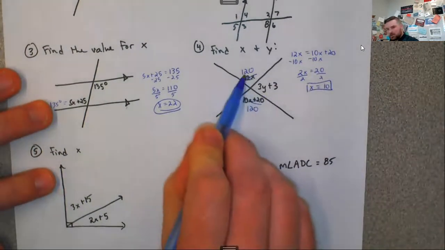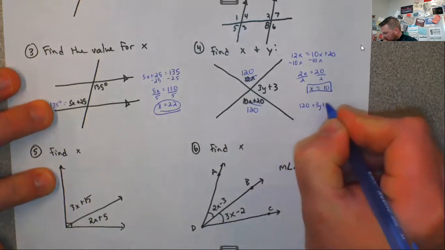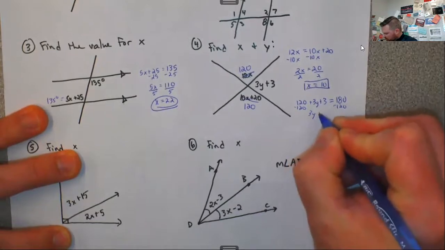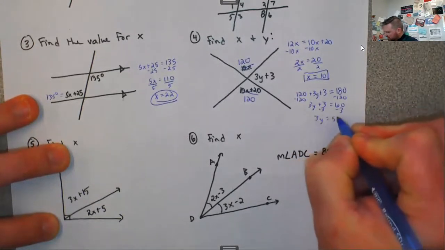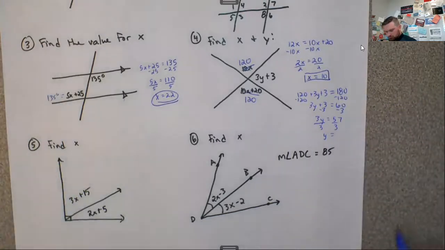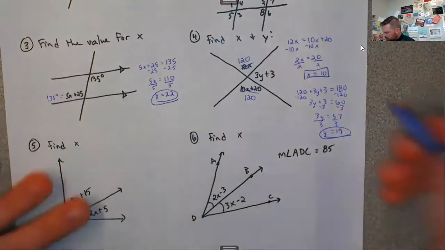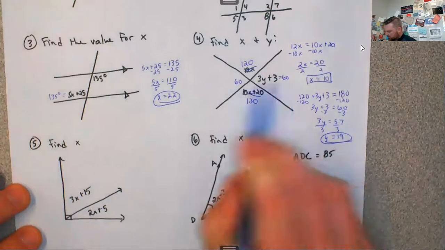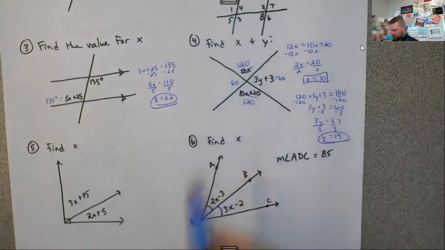Now to find y, I use these two. These two end up on a straight line. So if I add them, 120 plus 3y plus 3, they have to equal 180 degrees. I'm going to subtract 120. 3y plus 3 equals 60. Subtract 3. 3y equals 57. Divide both sides by 3, and y equals 19. So we got x and y there. Again, they may want you to plug it in. So 3 times 19 plus 3 is 60, and this would be 60. If you take 60 plus 60, you get 120, plus 120 plus another 120 is 360, which is your full circle.